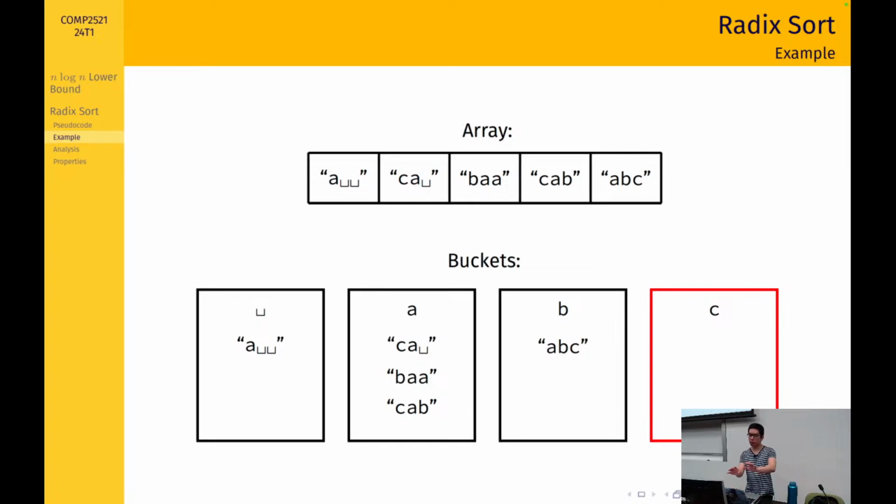And notice that these sorts are stable, right? And that's because whenever we store a key into a bucket, we're storing them in the same order as they appeared in the original array. And we're storing them back into the array in order as well.